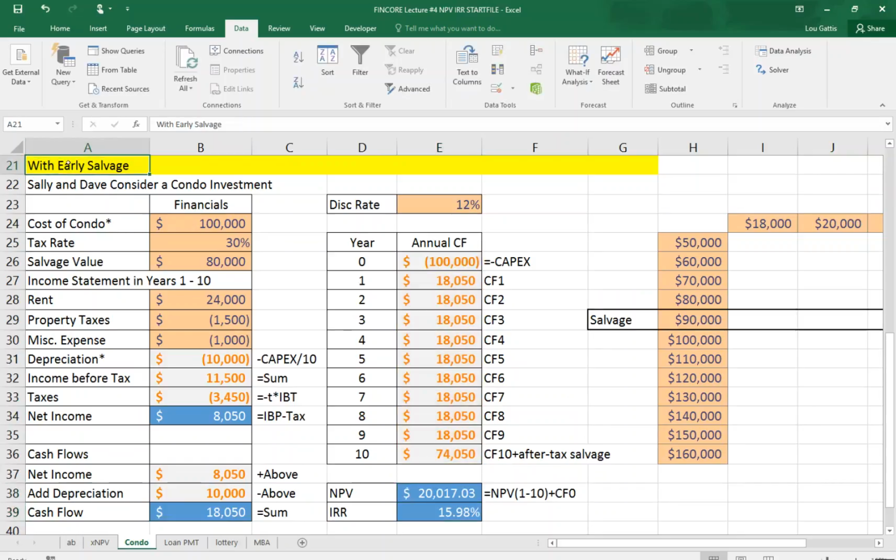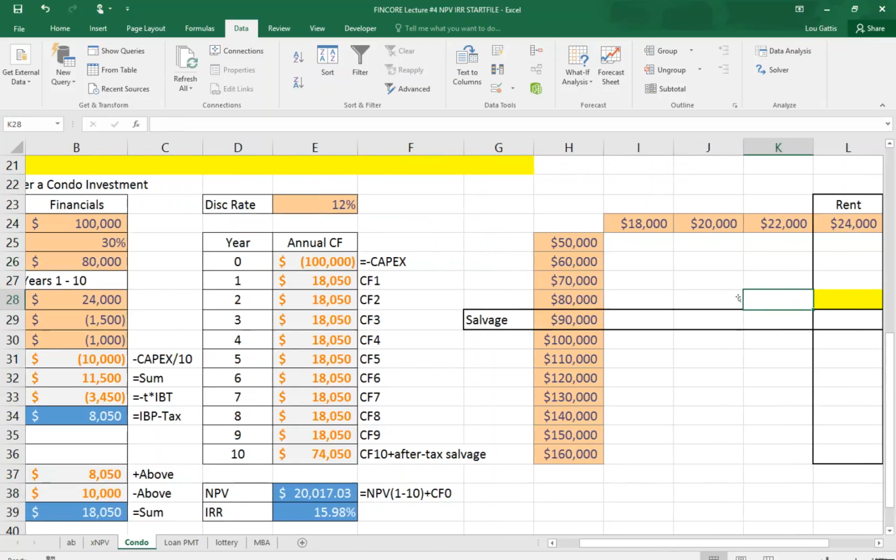And that should just say salvage, by the way. It's not early salvage. We sell it at the end of the 10th year. And it has an NPV of $20,000. So one way of thinking about that $20,000: we spend $100,000 today, and the present value of all the future cash flows is $20,000 above the $100,000. Another way of thinking about it is I should have been willing to spend $120,000 for that condo.